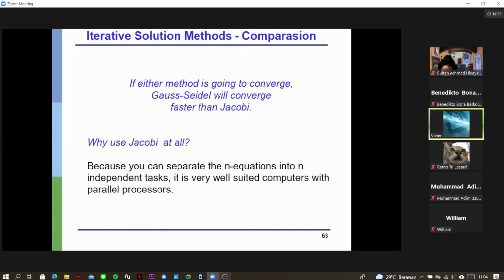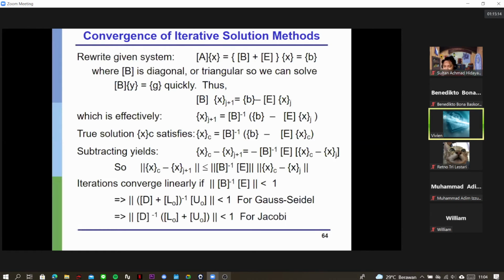So we see now the comparison. Gauss-Seidel will converge faster than Jacobi, as we have discussed before. Now, why are we still using Jacobi? Because it is suitable for parallel computing.